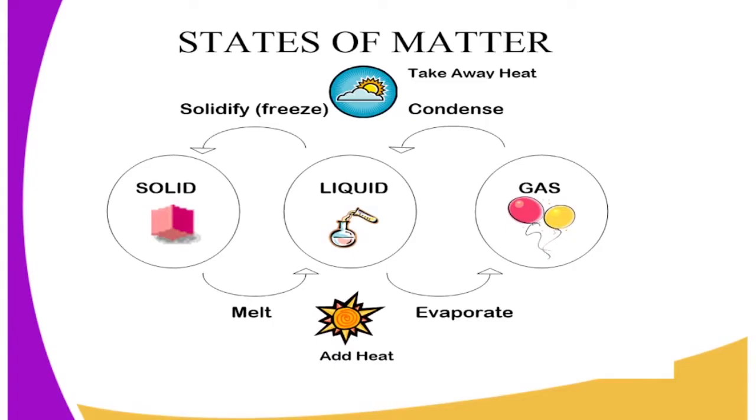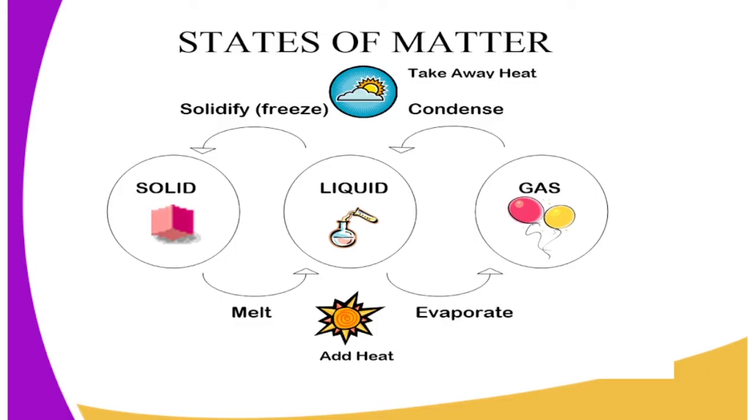Next, we have states of matter. As you can see, matter exists in form of solid, liquid, and gases. Change of state from solid to liquid and liquid to gas can be reversed by cooling. On cooling, the gas condenses into liquid, and finally the liquid freezes into solid.